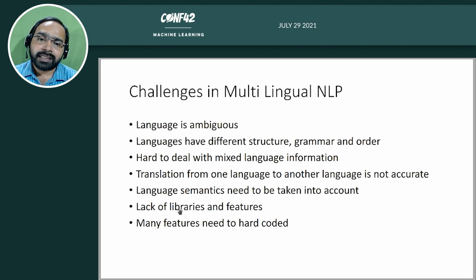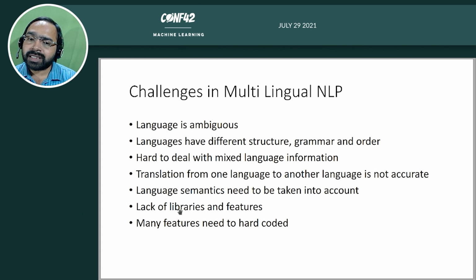The next, translation from one language to another language is not accurate. Translation is not always word-to-word translation. So the meaning needs to be taken into account. Then language semantics need to be taken into account, right? That's what I was discussing just now. That is, translation is not word to word. So we need to take into account the context for more accurate translation.